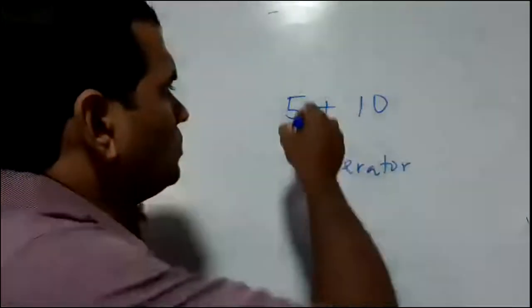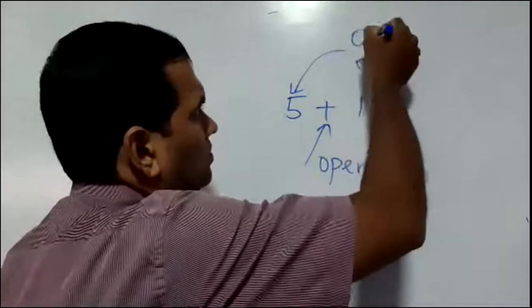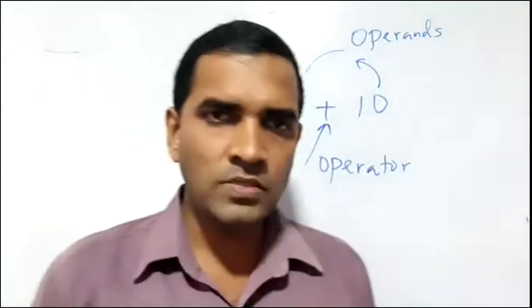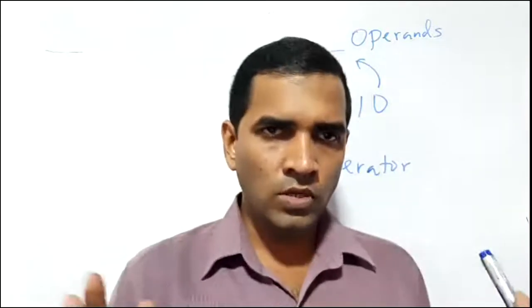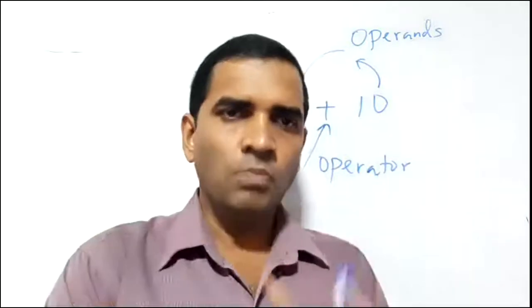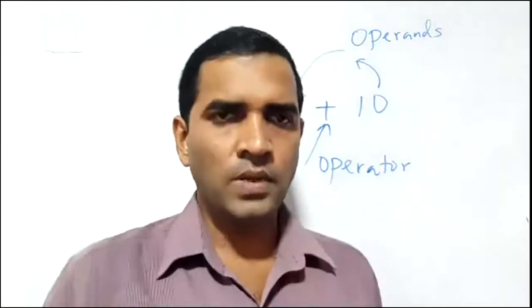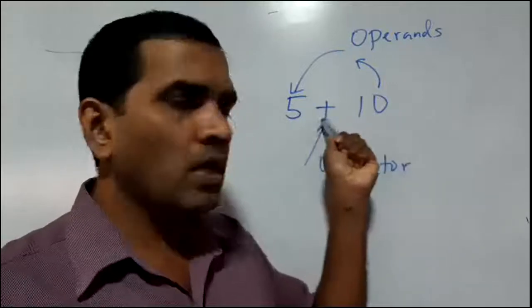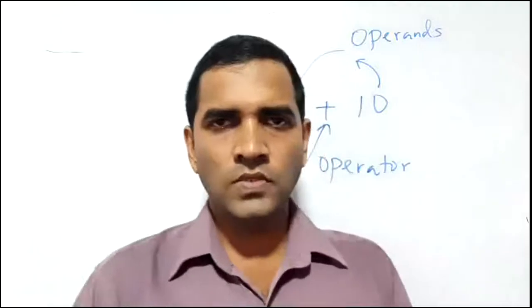So what are these two figures, 5 and 10? These are called operands. It's maths, right? Not spreadsheet or ICT. According to mathematics, an operator is in between two operands. This is an operand. This is another operand. Look at the place where that plus is. It is in between two operands.